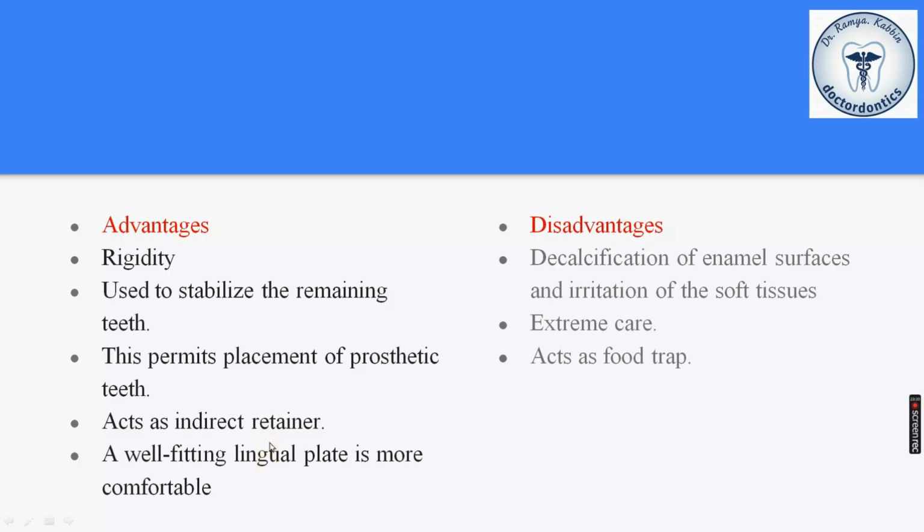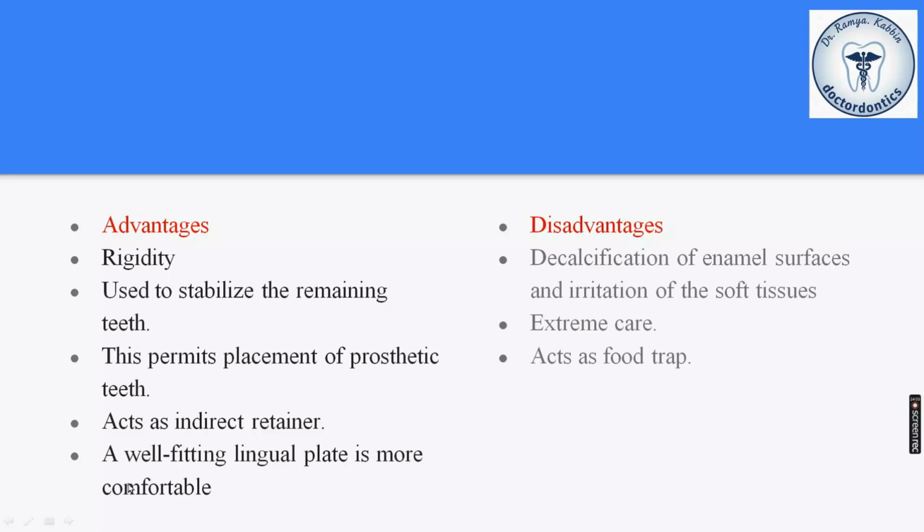Then it will act as indirect retention because it is away from, or perpendicular to, the fulcrum line. Fulcrum line is the imaginary line connecting the most posterior abutments around which the prosthesis tends to rotate. About indirect retention I have also told in my second class. You can go and see. Now whenever you have designed the lingual plate nicely, then it is most comfortable to the patient.